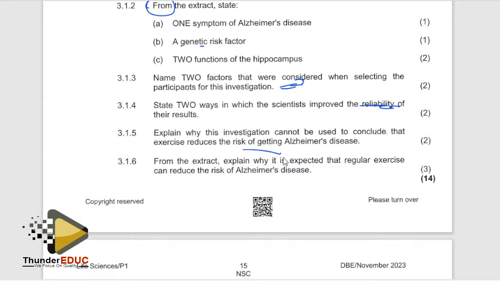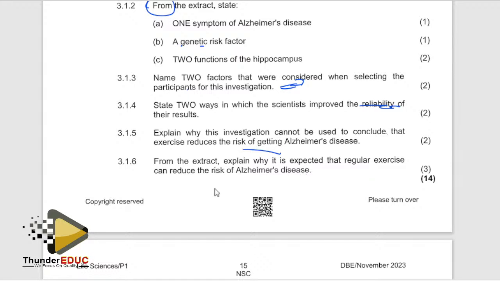Yes. Then they're saying, explain 3.1.6. They're saying from the extract, explain why it is expected that regular exercise can reduce the risk of Alzheimer's disease.